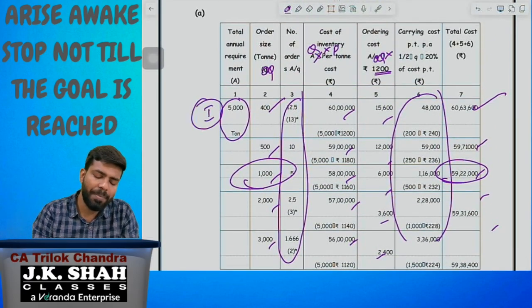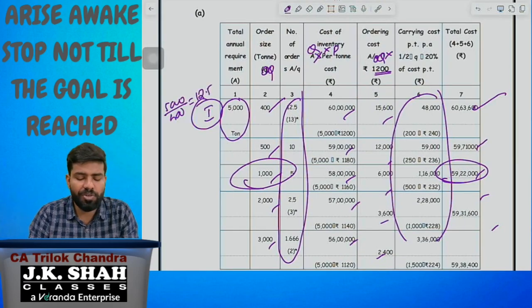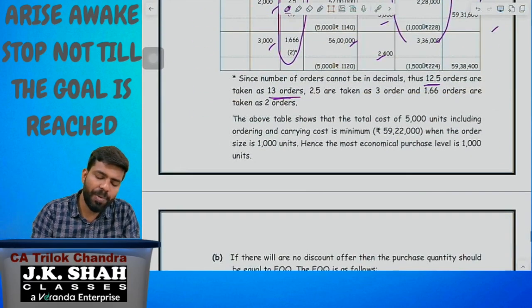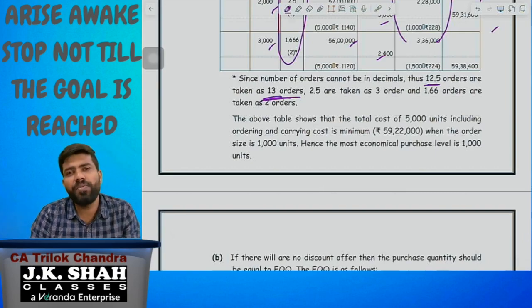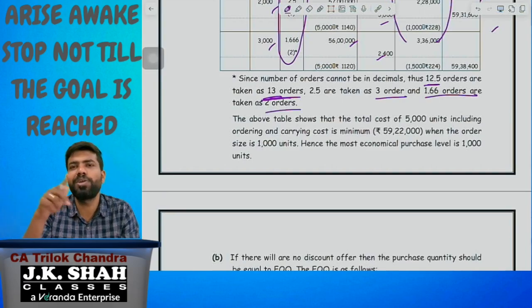Here when we calculate the number of orders, that is 5000 divided by 400, which comes to 12.5. They have given the assumption, look at here, they have written here. They taken 12.5 as 13. Even if you take 12.5 just for calculation purposes, nothing wrong with that. But instead, they have taken it as 13 orders. 2.5 is taken as 3 orders and 1.66 orders are taken as 2 orders. The decimals have been rounded off.